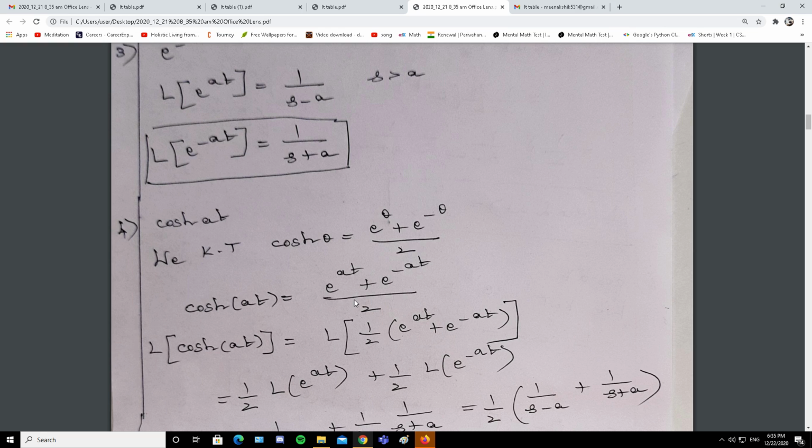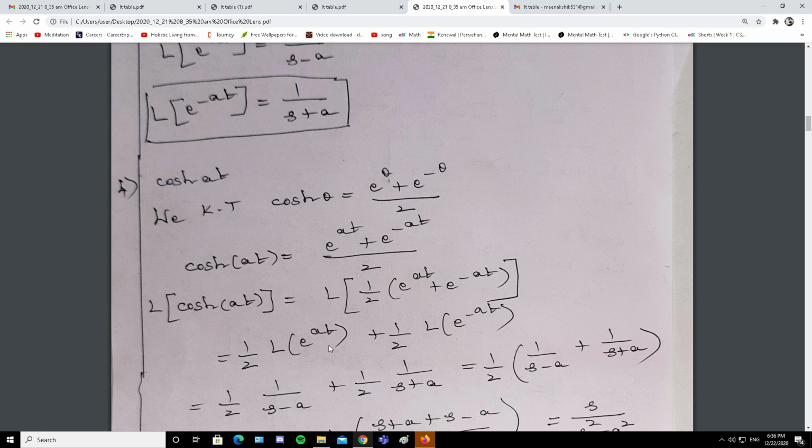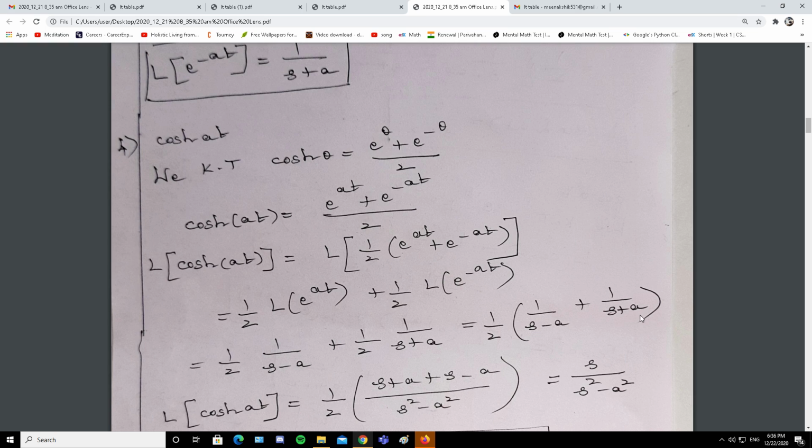So take Laplace on both sides. Laplace of cos h at equals Laplace of half of e power at plus e power minus at. Take half out and split into two Laplace transforms. So half of Laplace of e power at, 1 by s minus a, plus half of Laplace of e power minus at, 1 by s plus a. Take half out and take the LCM. So s minus a into s plus a is s square minus a square, and the numerator is 2s. So the 2 gets cancelled.